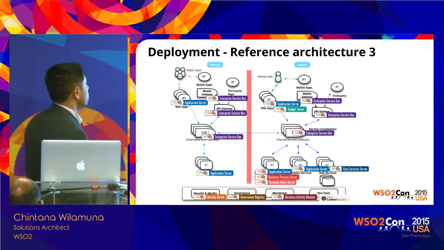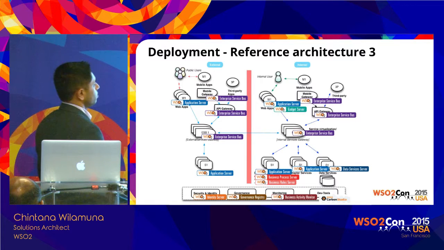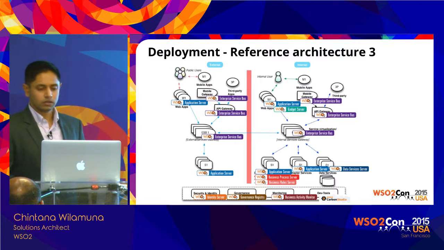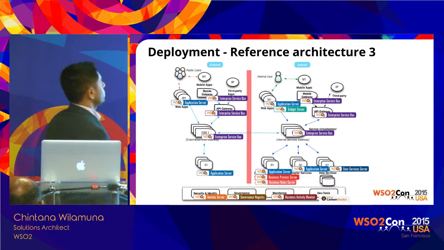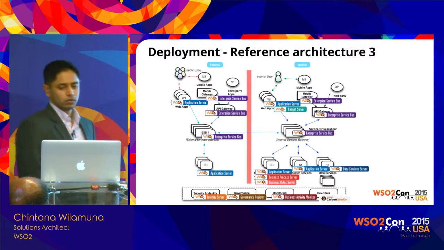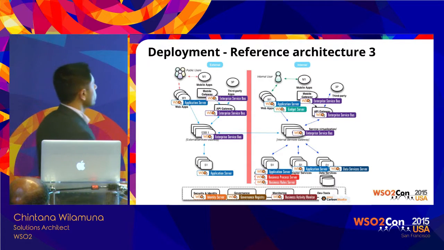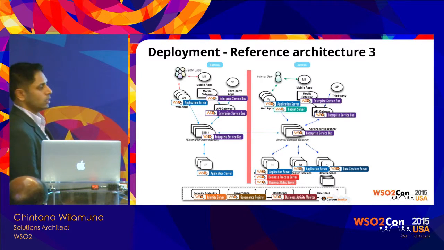So in this architecture, the red line you see separates external and internal users. Internal users are users coming through the internal network. Here you can see the exact deployment is there. The only difference is there's a gadget server providing more dashboards to internal users. Public users are coming through web apps hosted on the application server, and there's a mobile gateway, and ESB is used as a mobile gateway.